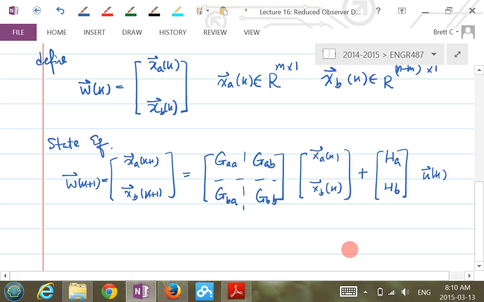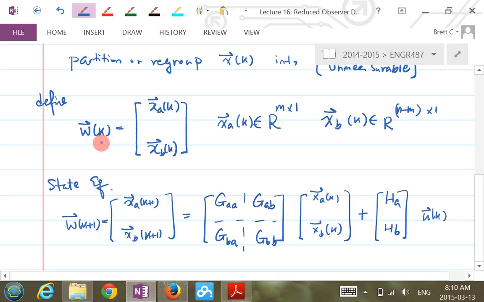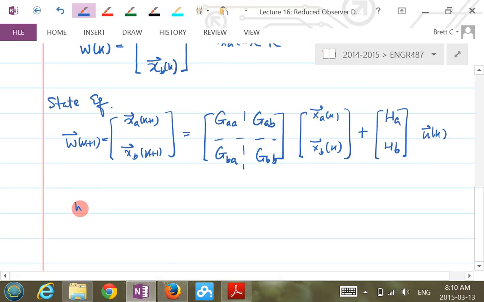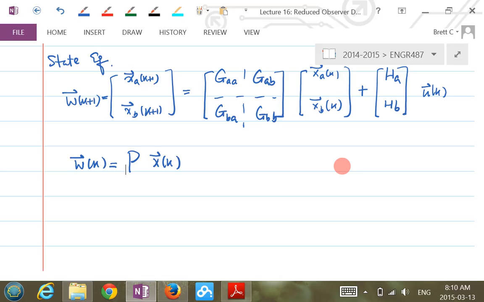So let's look at this one here. First of all, look at this. W of k, the new state variable, you're actually not defining a new state variable, you're just reordering the state variables here, right? So this W of k must be related to the original x of k by a matrix P. This matrix P is going to be all zeros and ones, and it depends on how you reorder the x of k here. I'll show you an example right after this.